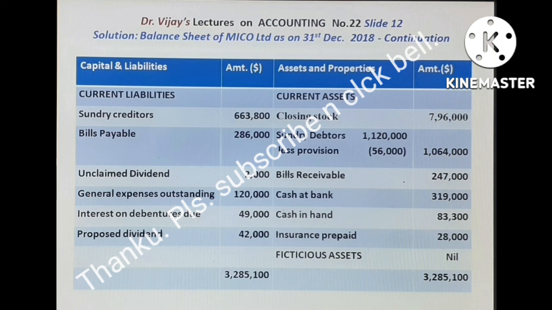Okay, so the balance sheet finishes. The total on both the sides is 3,285,100. The balance sheet is tallying.